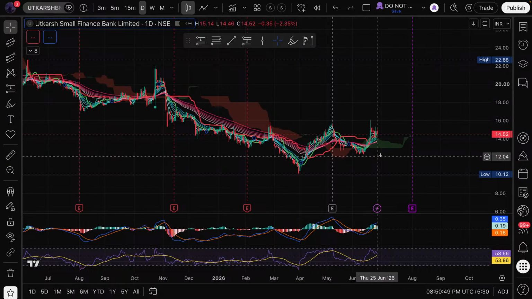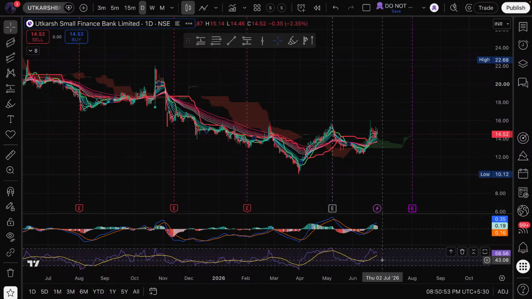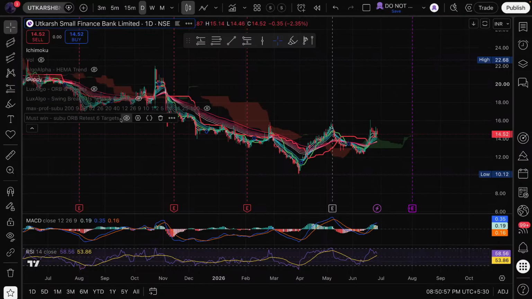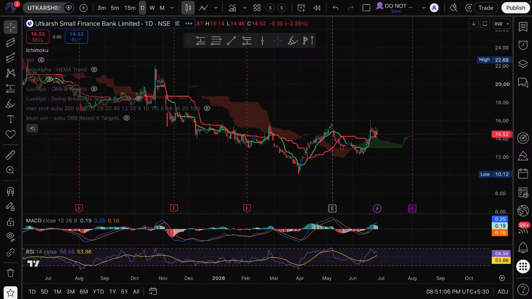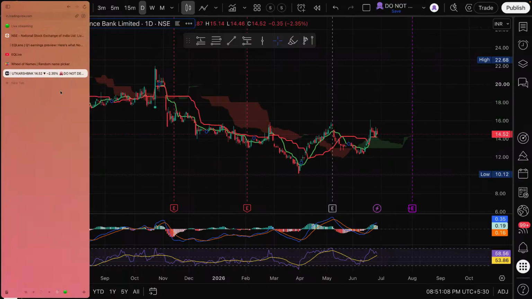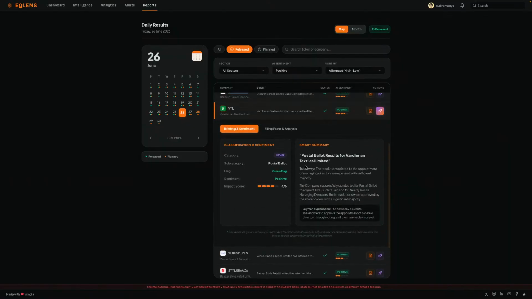So for now, this stock is in green, but MACD is dipping, RSI is dipping. I'm going to just check the trend, and I probably guess it's in red. No, it's in green. Stock price is 14.52. I should have seen this first, not something I will trade tomorrow. All right, let's go to the next one.